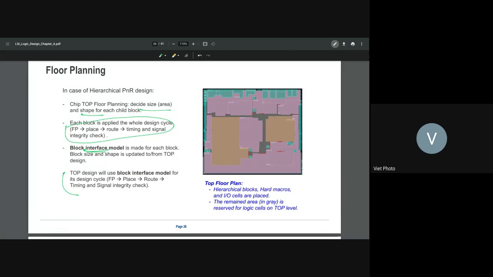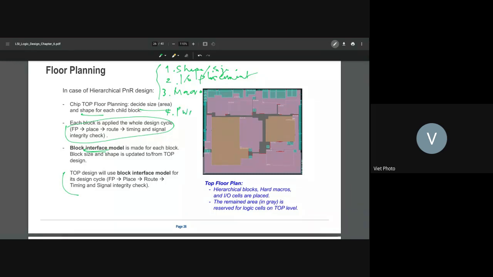to come up with a floor plan. Actually, I think this one is not very clear. There's three things for floor plan. First is shape, right, and size of that, and then IO placement. And the third is the macro placement. So that's three, and then the fourth is a power grid.